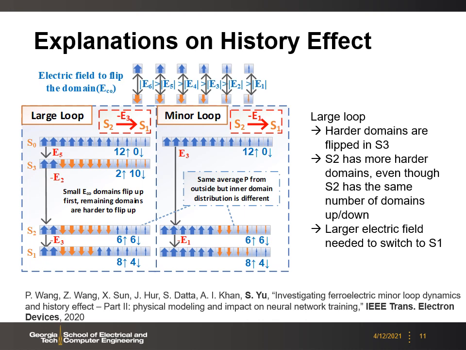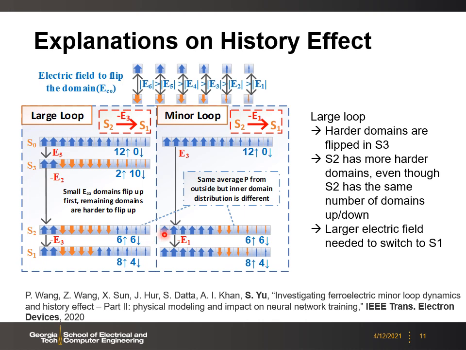I'd like to give you a more intuitive understanding of what's going on here. We can use this cartoon figure to show the different coercive fields of the multi-domain in the device, where we call the domains with larger coercive field hard domains, and the domains with smaller coercive field easy domains. So in the larger loop, the device has gone through the S3 state, where most of the hard domains have been flipped down. Later, if we want to change from the S2 to S1 state, then we have to flip those harder domains. That means we have to use larger electric field.